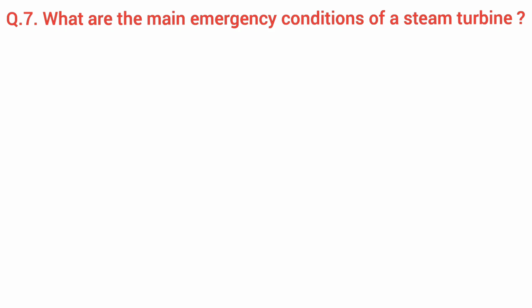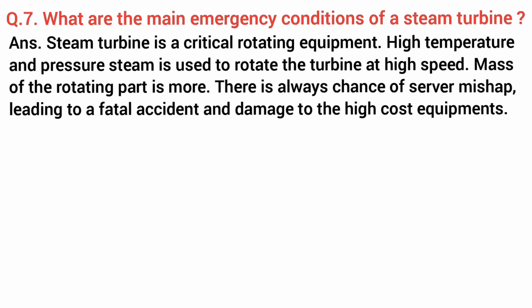What are the main emergency conditions of a steam turbine? Steam turbine is a critical rotating equipment. High temperature and pressure steam is used to rotate the turbine at high speed. Mass of the rotating part is more. There is always chance of severe mishap, leading to a fatal accident and damage to the high-cost equipments.